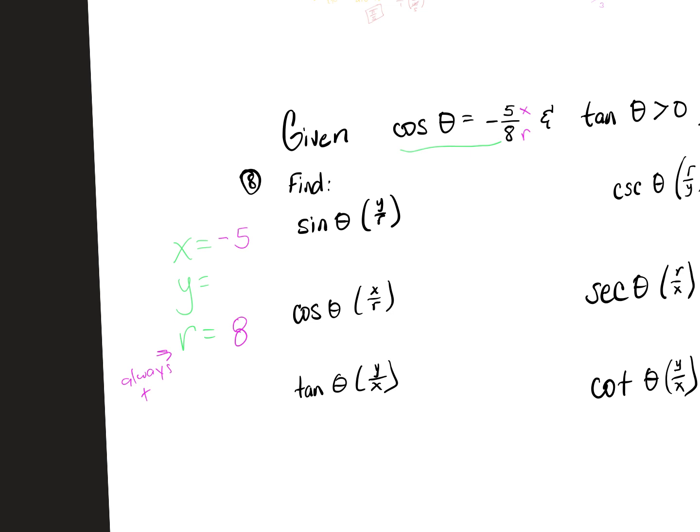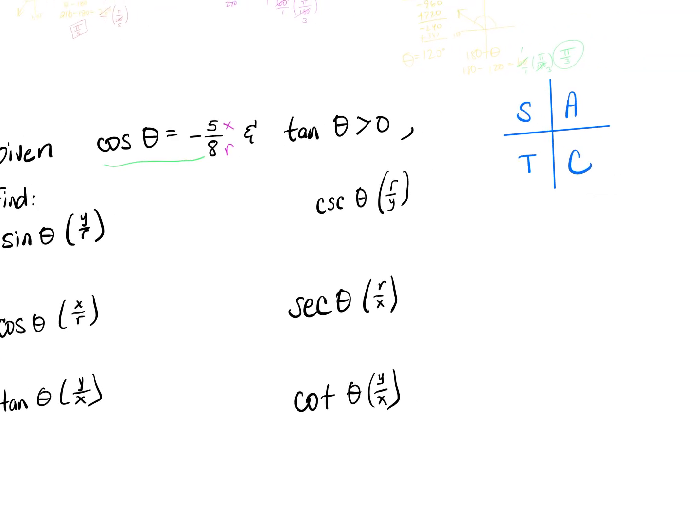Another thing you need to do is look at your All Students Take Calculus. If cosine is negative, we can already cross off 2 quadrants where it's not. It's not in A, and it's not where else? In C. Good.